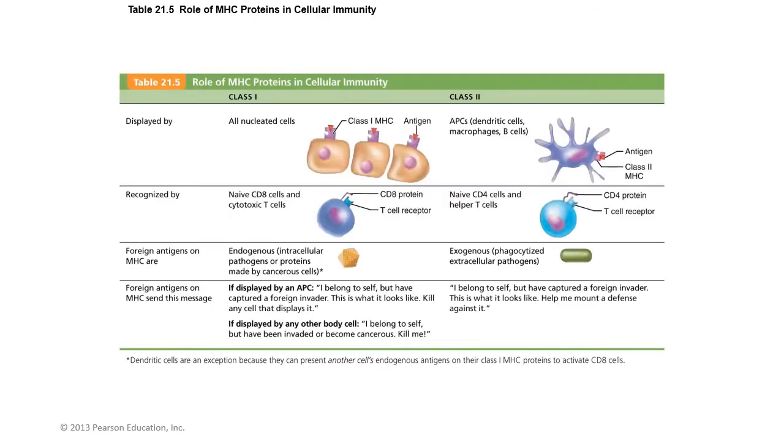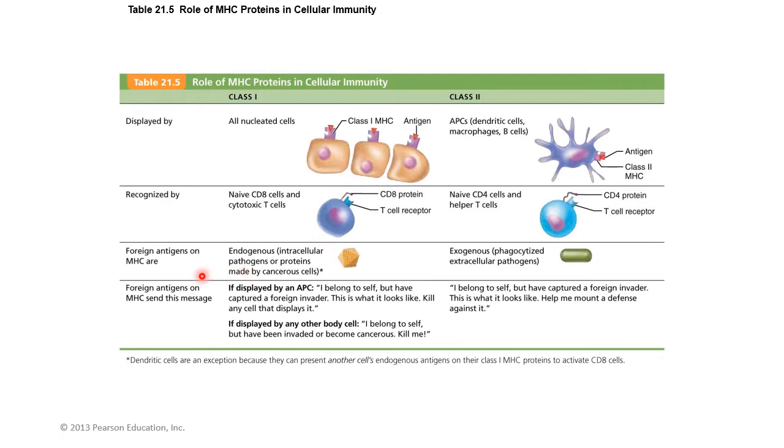So this picture kind of pulls everything out and explains the two different arms of the immune system with the T lymphocytes, according to whether they have the class 1 marker, how that works, and then the class 2 markers. So remember, class 1 is displayed on all nucleated cells. So there's your class 1 marker right there. Now, these class 1 markers are recognized by your cytotoxic T cells. There's your cytotoxic T cell, there's the T cell receptor, there's the CD8 protein.